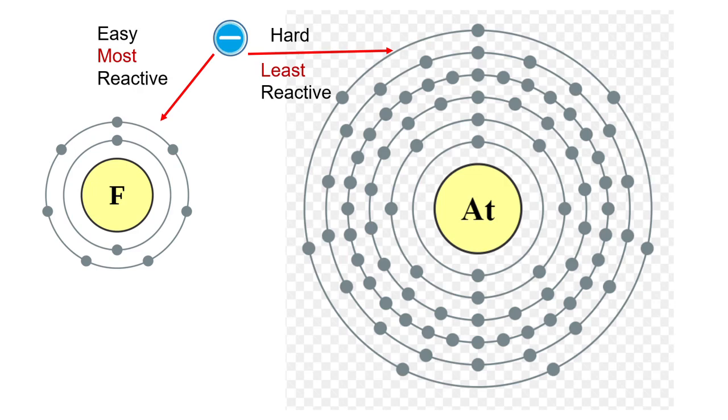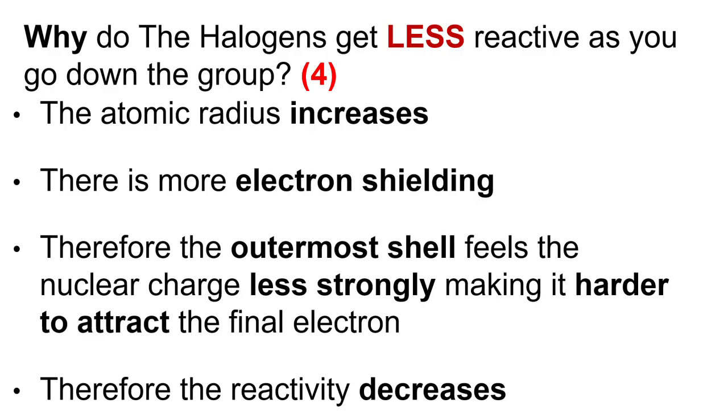Here's what you would actually write in your exam, so just pay attention to this. It's pretty much the same answer as for the alkali metals. Point 1 the same. Point 2 the same. Therefore, the outermost shell feels the nuclear charge less strongly, making it harder to attract the final electron. Therefore, the reactivity decreases. That's why they get less reactive.